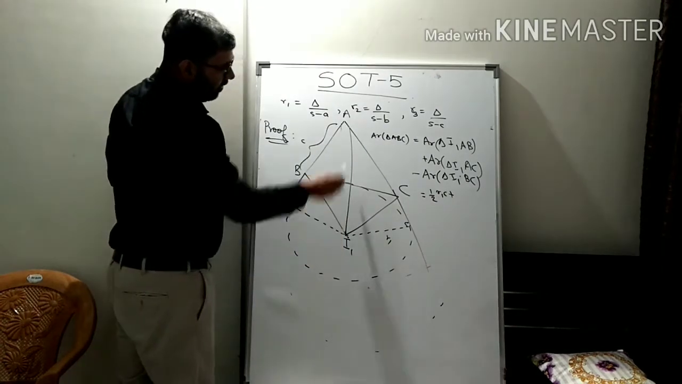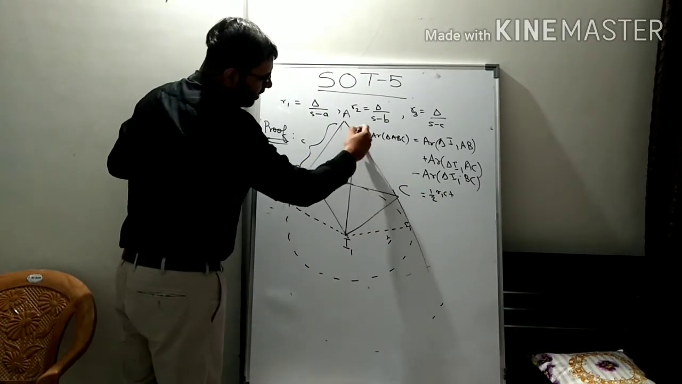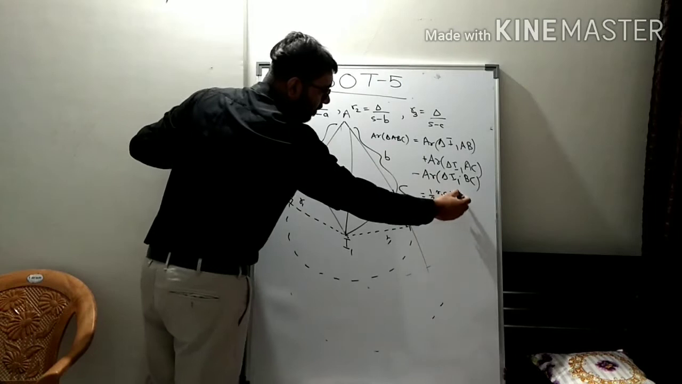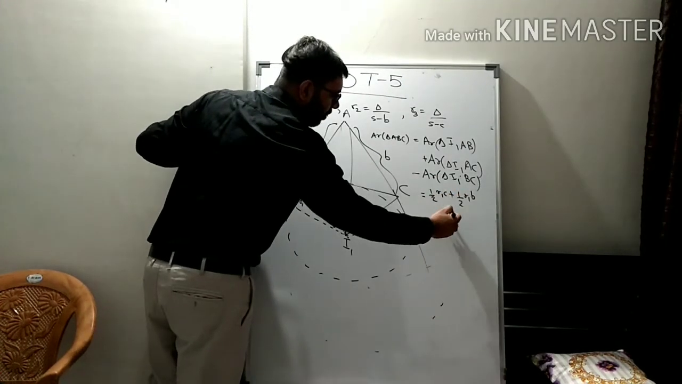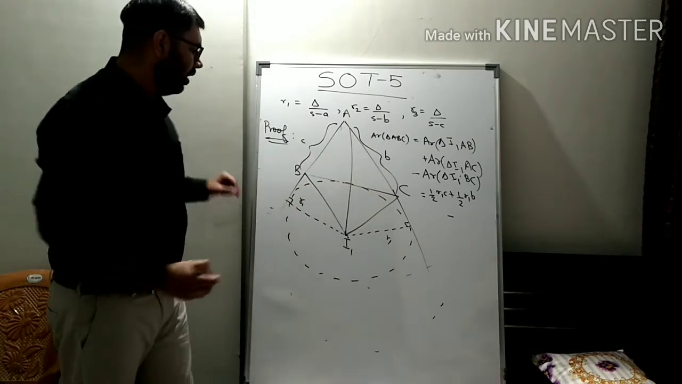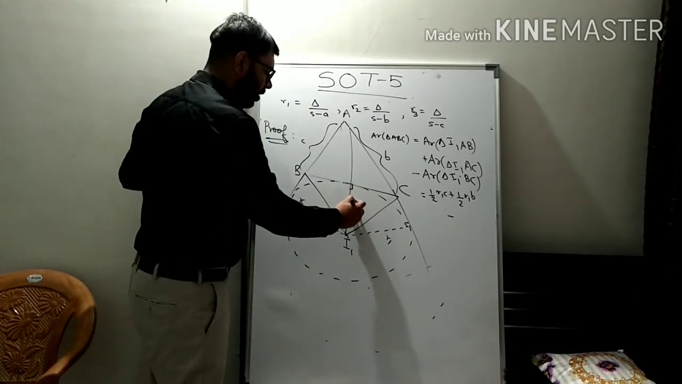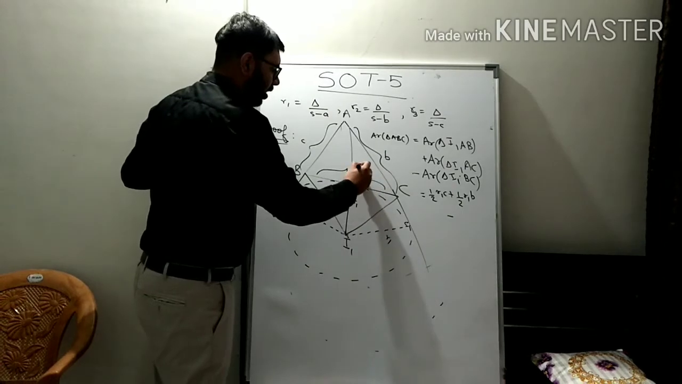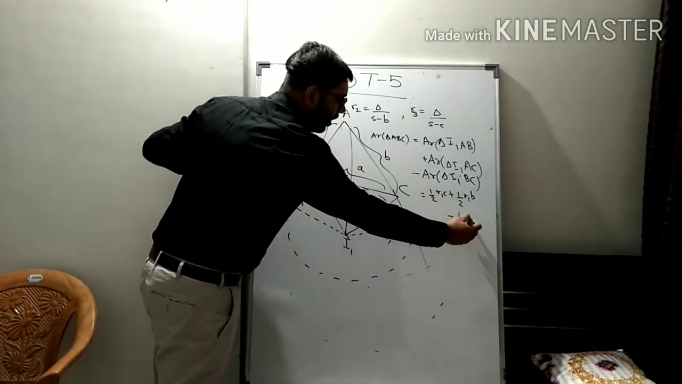Then the area of triangle I1AC: this is the height and this length is B, so half R1 into B. And then what do you have to subtract? Subtract the area of this triangle I1BC. This perpendicular is R1 and this length is A, so minus half R1 into A.